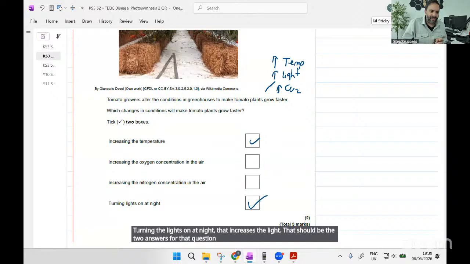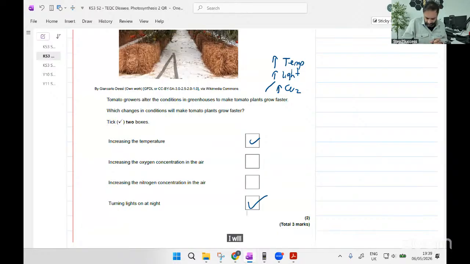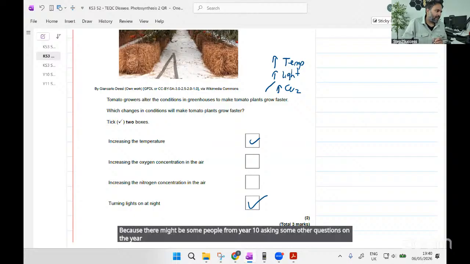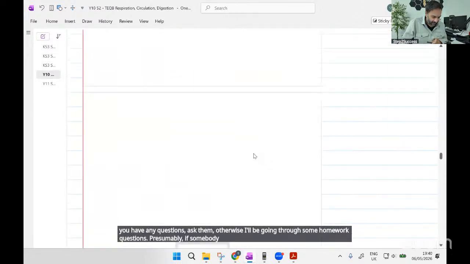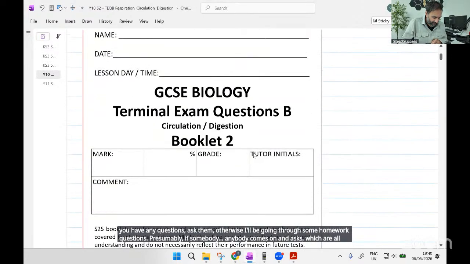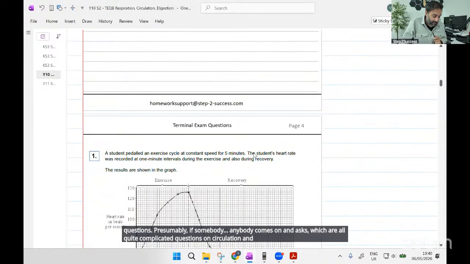Right. Given that there are no other questions, I'll be back in a little bit because there might be some people from year 10 asking some of the questions on the year 10 homework. If you are here from year 11, then just if you have any questions, ask them. Otherwise, I'll be going through some homework questions, presumably, if anybody comes on and asks, which are all quite complicated questions on circulation and digestion, which, if you're in year 11, you have an exam on in 6 days.